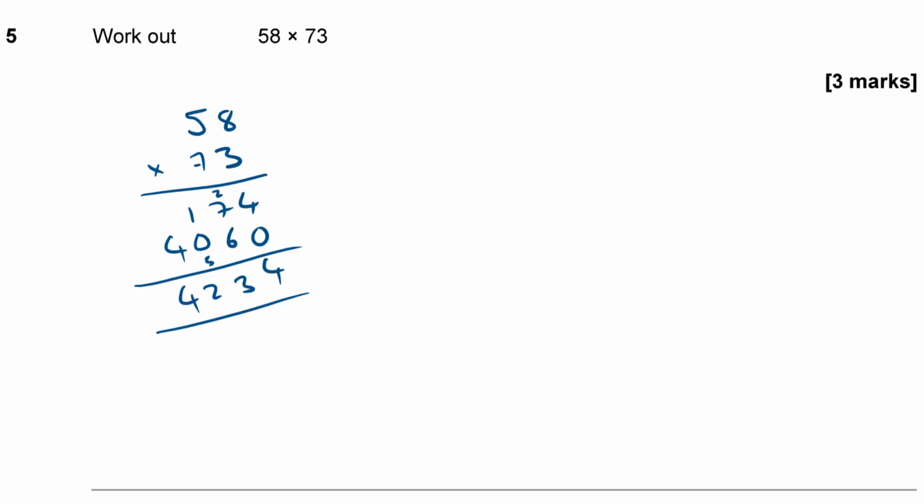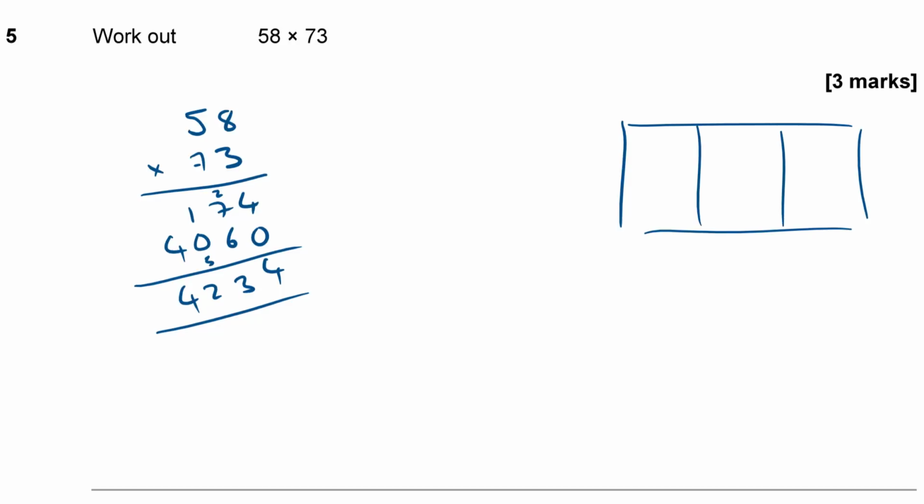Now, this is quite a difficult algorithm to learn. Some students do struggle with it. Primary schools tend to teach the grid method, so they would have something that looks a bit like this. So you put 50, 8, 70, and 3 and do it that way. I actually think this method is pretty inefficient. I don't really like it very much.